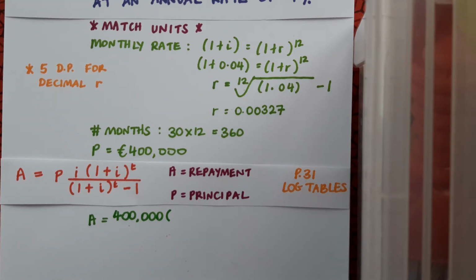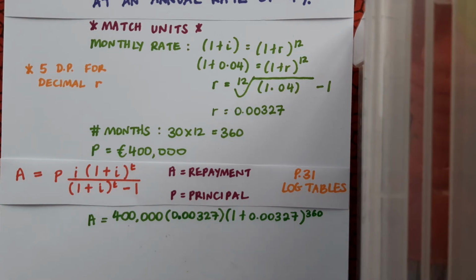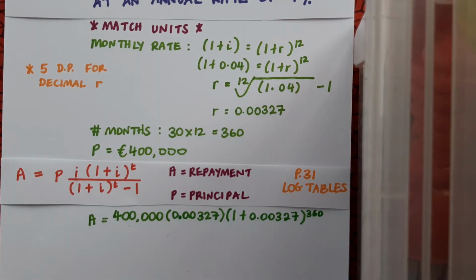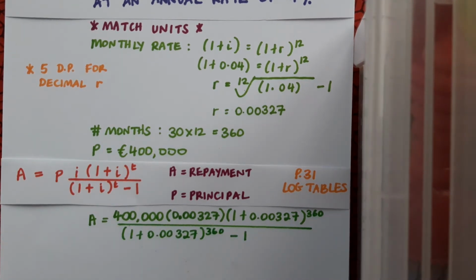So I'm going to take the i in this formula in this case to represent that monthly rate. And then I have (1 plus i) to the power of t, which in this case is (1 plus 0.00327) to the power of 360. And just notice that in this formula the power is on the outside of the bracket. And then I'll fill in the bottom. So this is how my calculation should look. And then I go to my calculator and I take great care to type it in exactly as I see it. Make sure the powers are exactly as they are in the written version of the question.